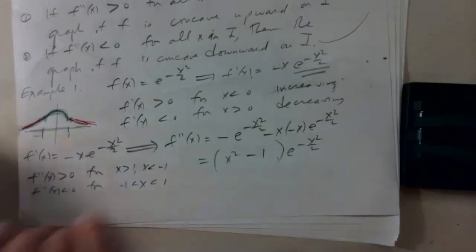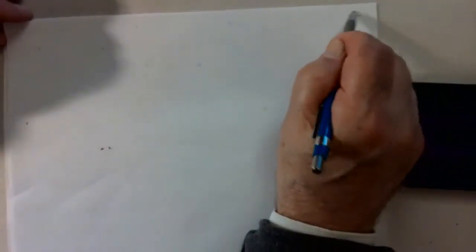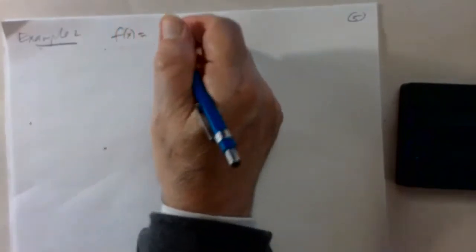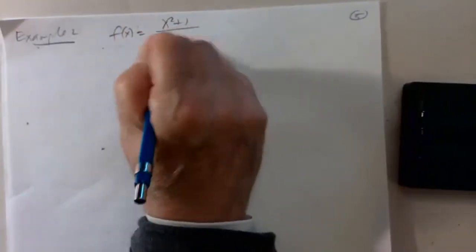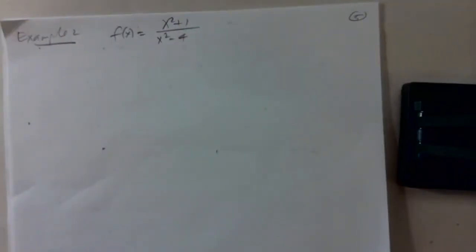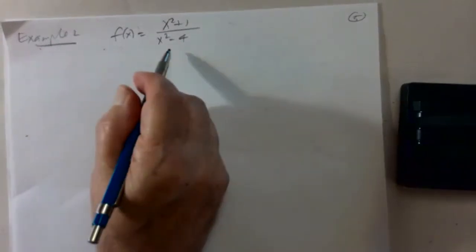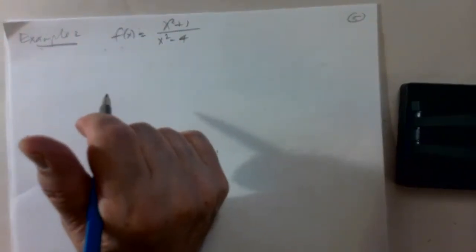Well, this is a very important concept. Let's look at another example. So this is example 2. We have the function f of x equals x squared plus 1 over x squared minus 4, and we want to find the open intervals where this function is concave up and concave down.